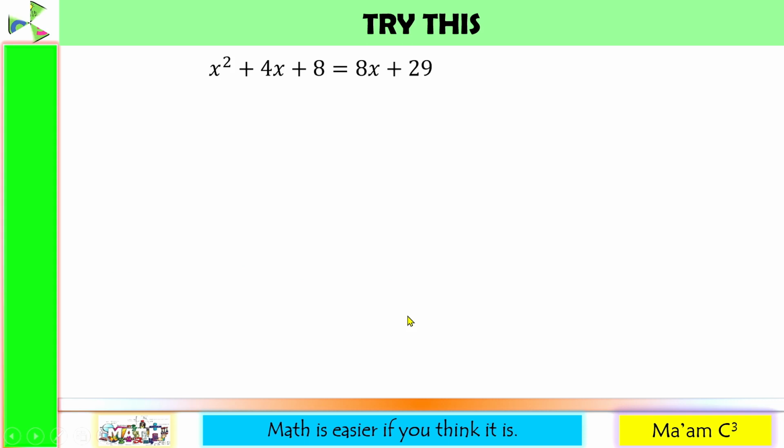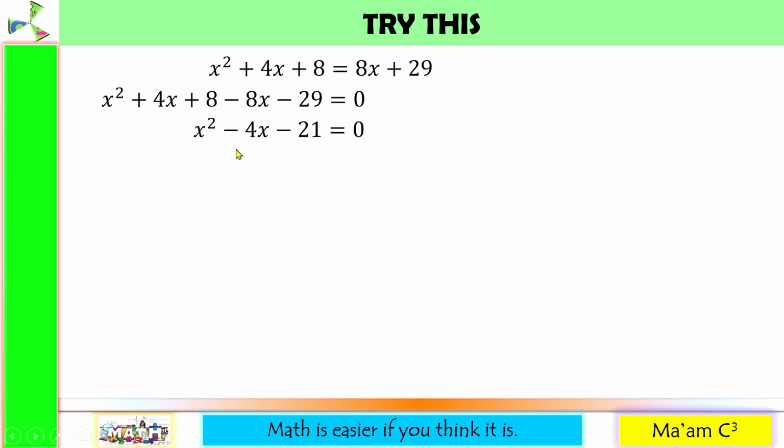Let's have some more. X squared plus 4x plus 8 is equal to 8x plus 29. Quite long, isn't it? But don't worry, we can solve this. So let us write this in a standard form. Let us move 8x to this side as well as 29. Let us simplify this. Positive 4x minus 8x will give us negative 4x. Positive 8 minus 29 will give us negative 21.